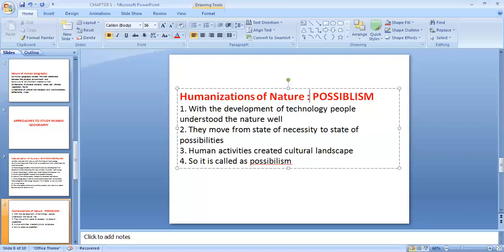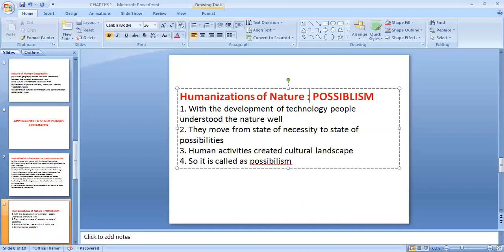So according to the human, nature is growing, the environment is growing in that particular area. So that is known as the humanization of nature. With the development of technology, people understood the nature well. They moved from state of necessity to state of possibilities. Yes. Human activities create cultural landscape. So it is called possibilities.